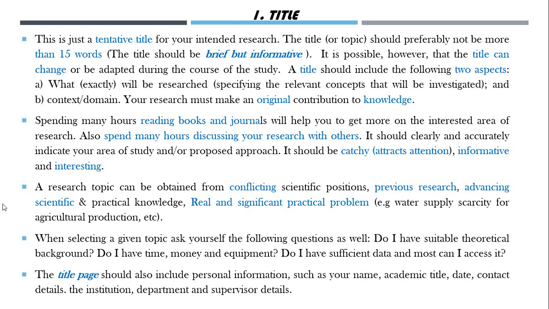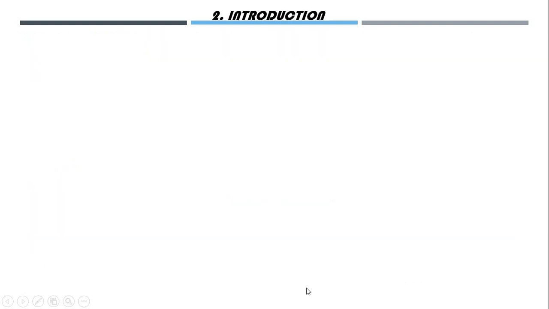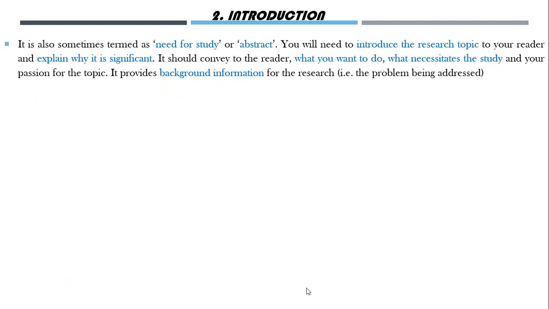Remember that the first page, or the page which contains the title, should also include other information like personal information such as your names, academic title if possible, date or contact details, your institution, supervisor, department, and so on. So let's go to the second part of the research proposal, which is the introduction.